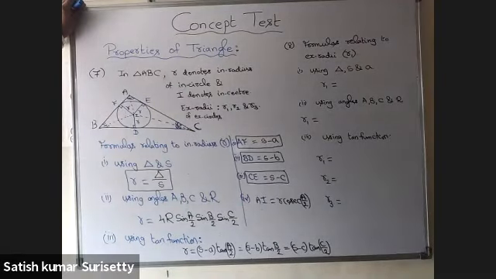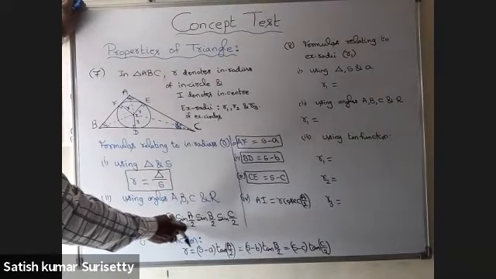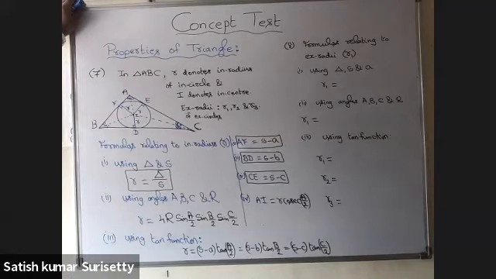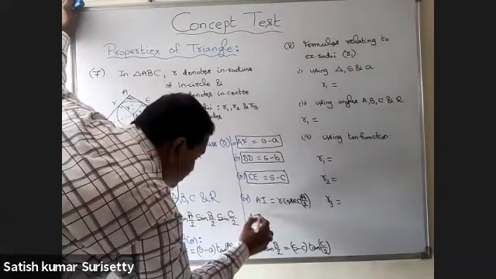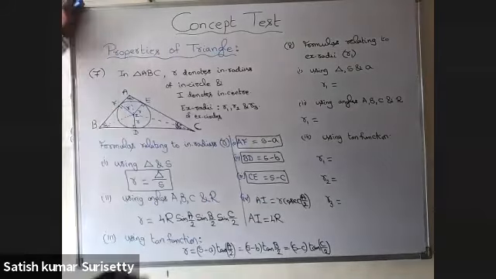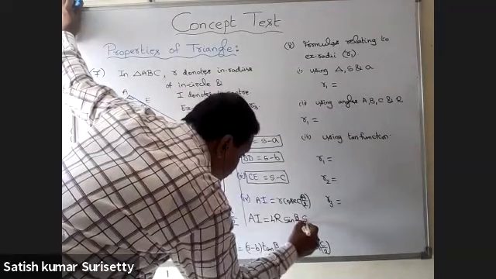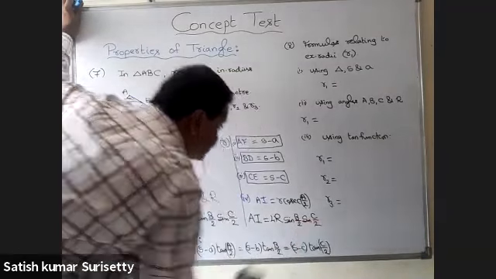In terms of circumradius also we can write, using the formula small r equal to 4R sin A by 2 sin B by 2 sin C by 2, then the length of AI becomes 4R sin B by 2 sin C by 2.